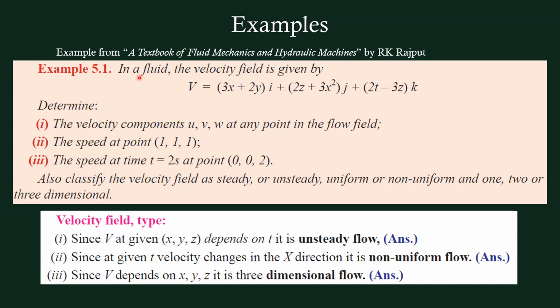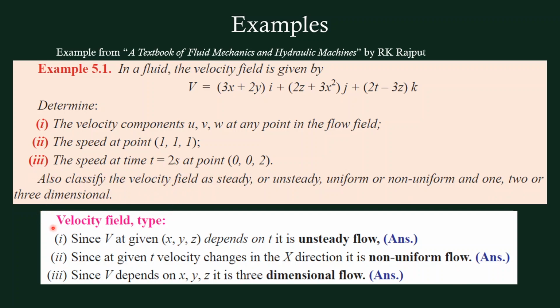In a fluid, the velocity field is given by V equals (3x plus 2y) i, that is a unit vector in x direction, then (2z plus 3x squared) j plus (2t minus 3z) k. The question is, determine the velocity components u, v, w at any point in the flow field, then the speed at point (1,1,1) and the speed at time 2 seconds at point (0,0,2). And it also asks to classify the velocity field as steady or unsteady, uniform or non-uniform, and 1, 2, or 3 dimensional. So the last part we can answer right away.